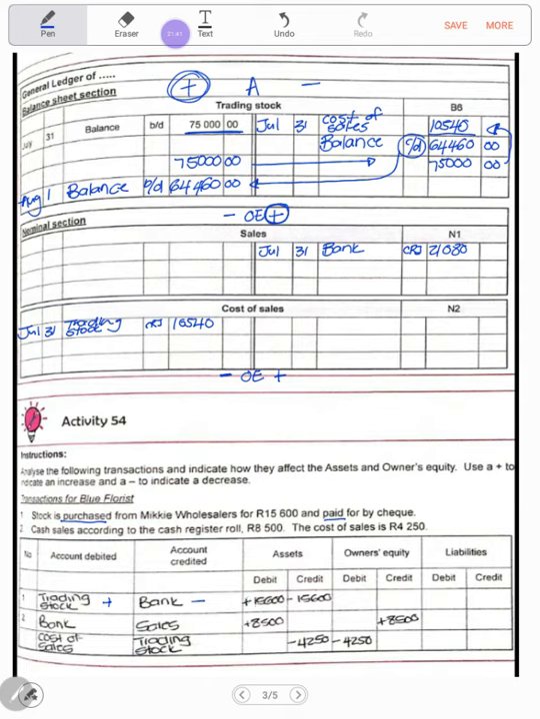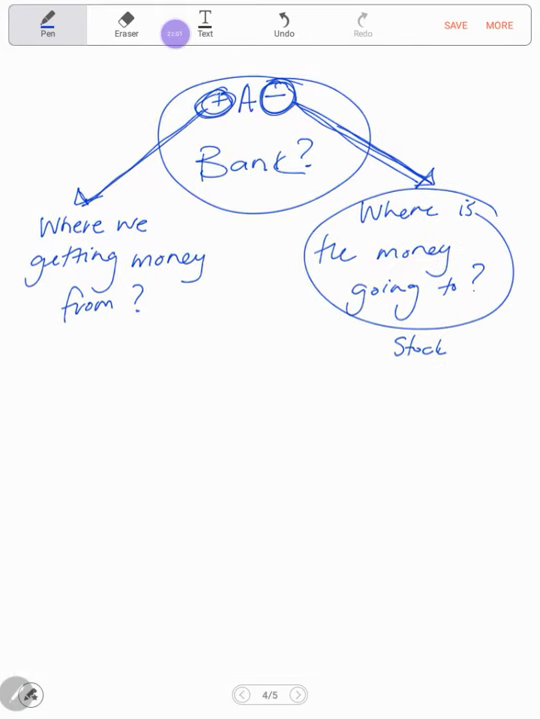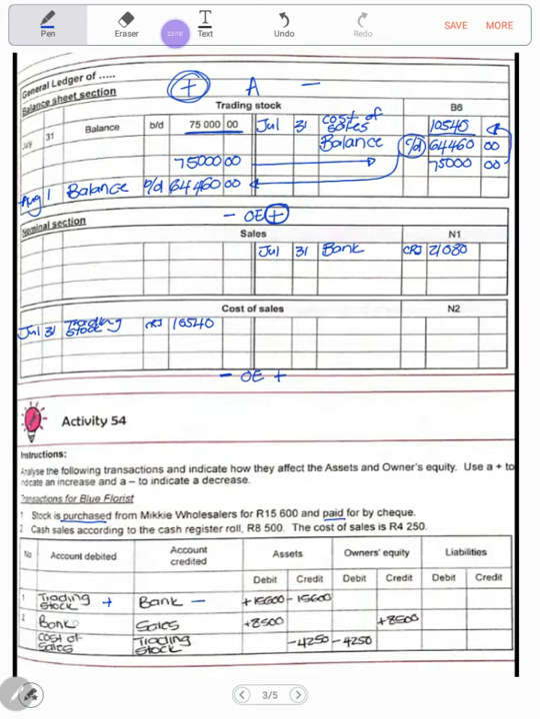Moving along to number 2, cash sales according to the cash register roll 8,500. The cost of sales is 4,250. So you will have 4 entries. Firstly, what is happening to bank? Bank is increasing because why? Where's the money coming from? We made a sale. Alright, so bank is debited.